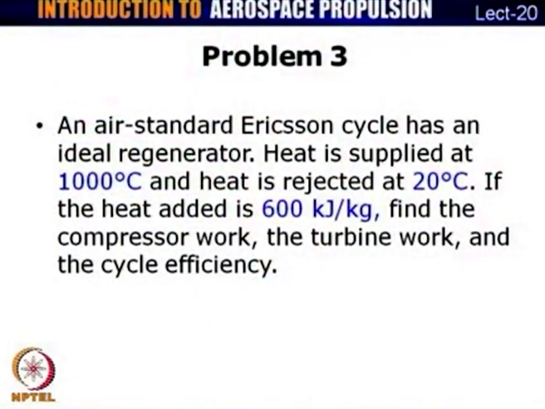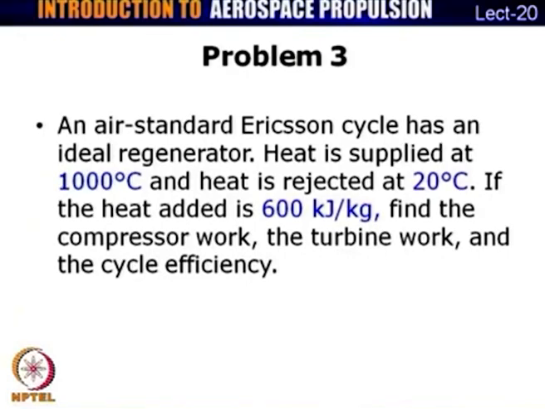The third problem is on an Ericsson cycle. So, the problem definition for the third problem is: an air standard Ericsson cycle has an ideal regenerator. Heat is supplied at 1000 degrees Celsius and heat is rejected at 20 degrees Celsius. If the heat added is 600 kilojoules per kilogram, find the compressor work, the turbine work and the cycle efficiency.